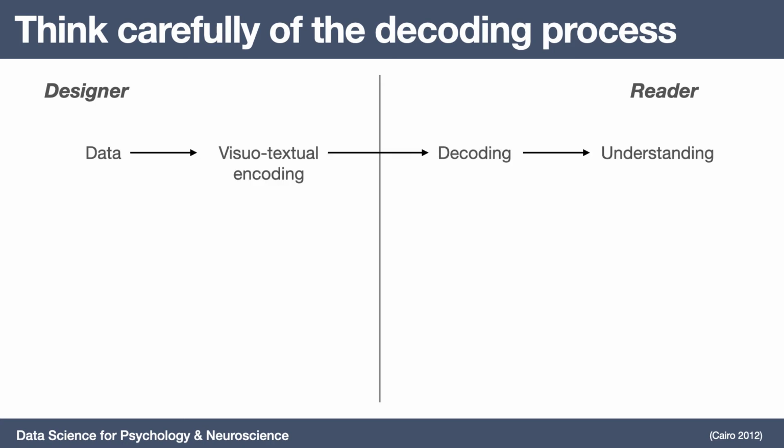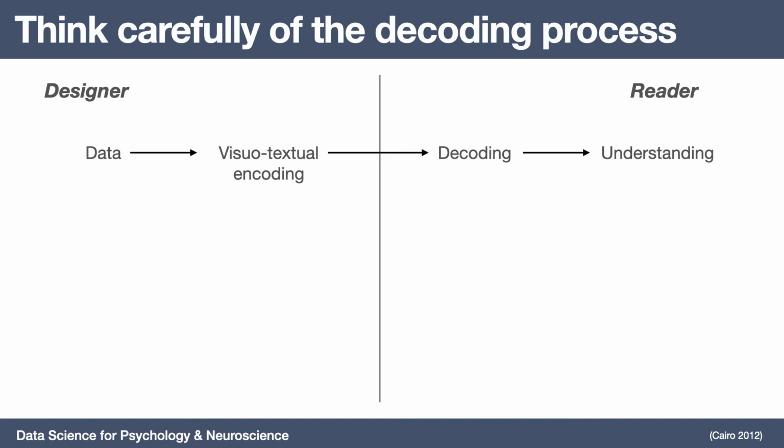So you have some data that is encoded in some visual textual way. Plot with words and numbers and visual graphics of some sort. And that gets passed along to the reader. And the reader decodes that information without necessarily discussing or having a communicative dynamic with the designer themselves. And in that decoding process, they gain a degree of understanding.